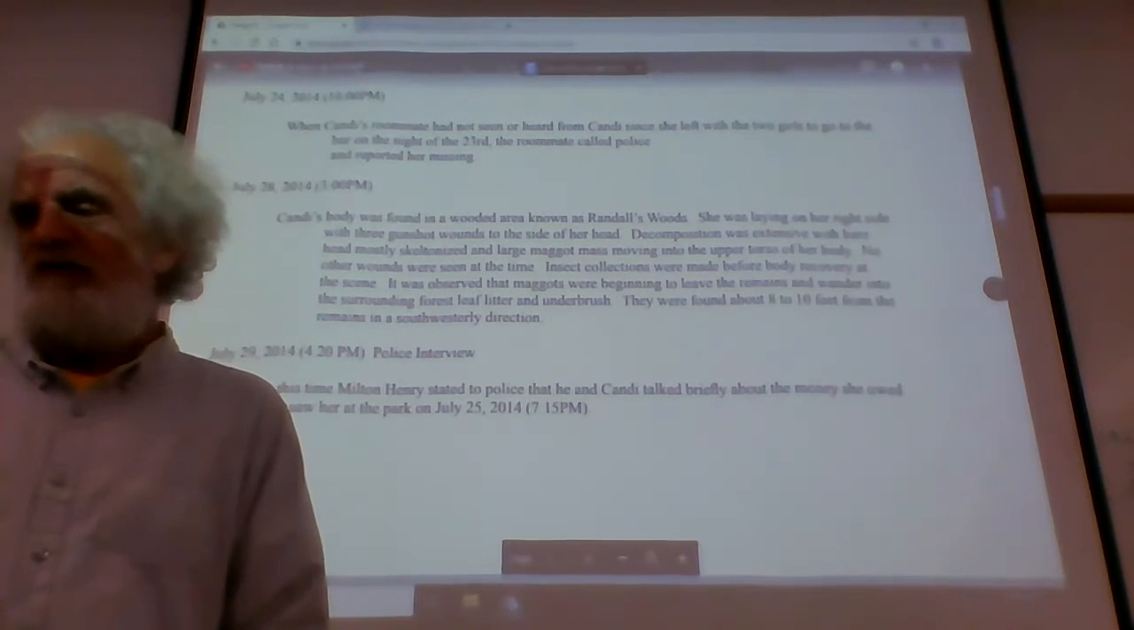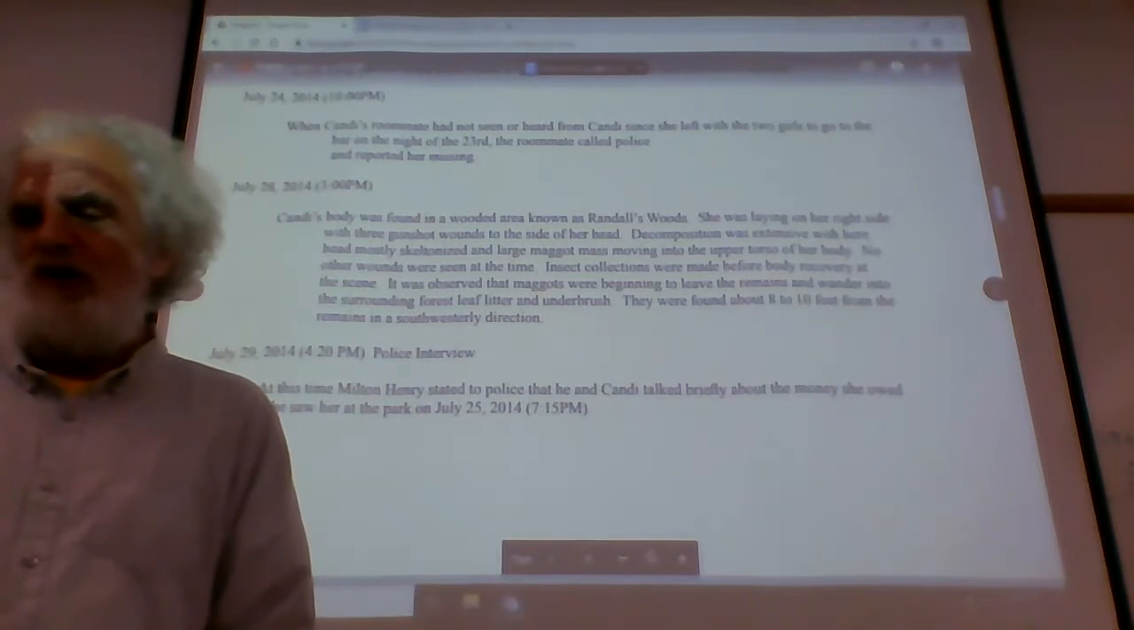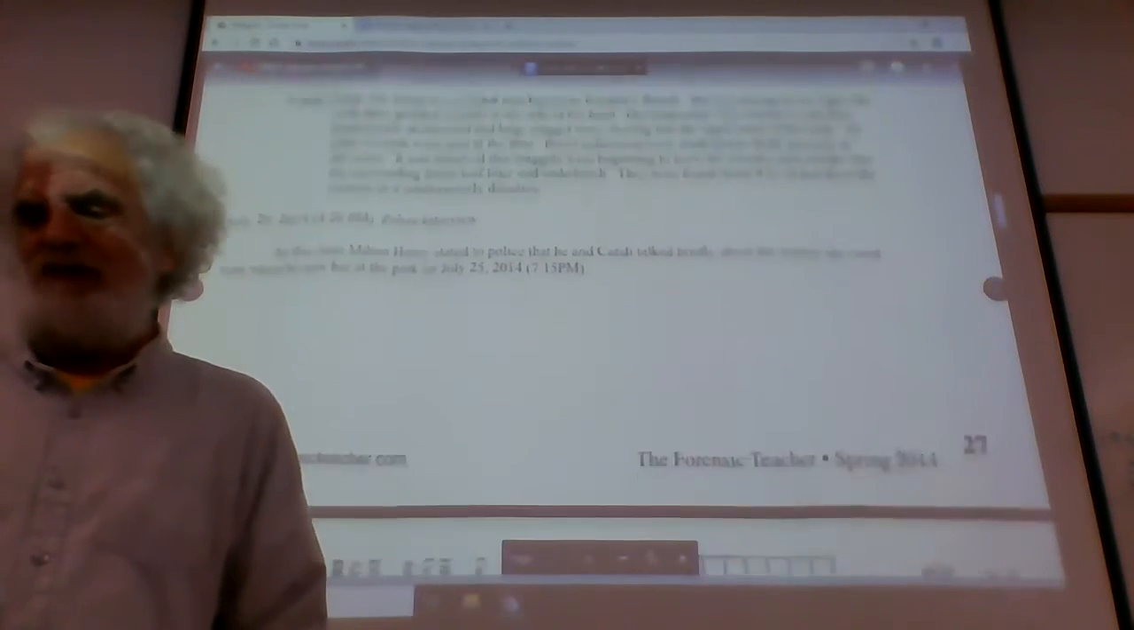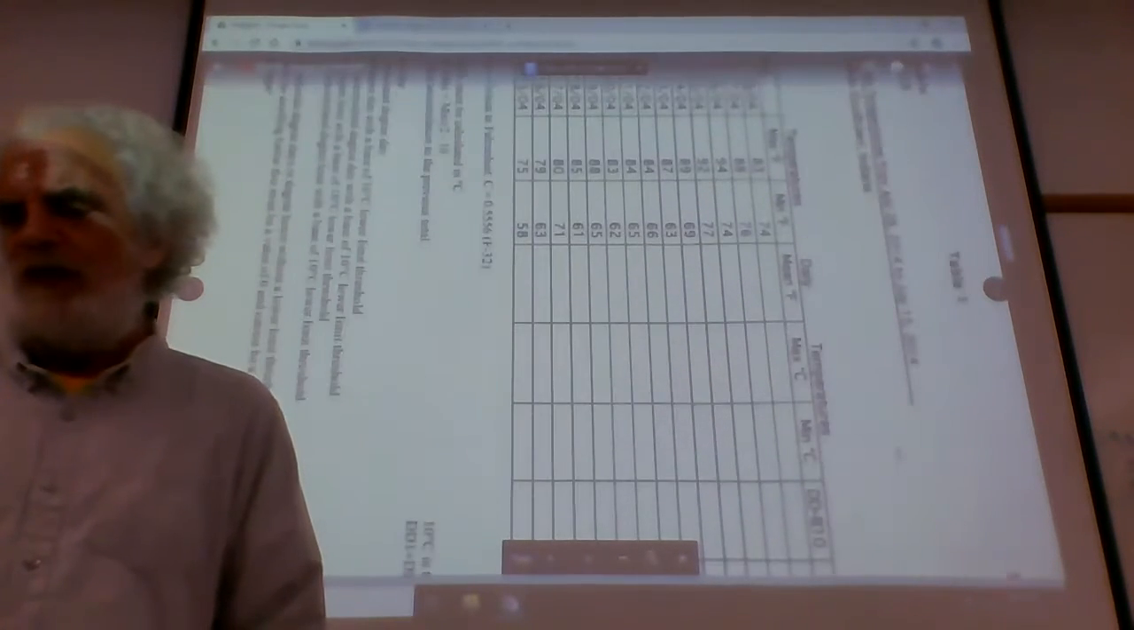Milton Henry says that he and Candy talked briefly about the money she owed him when he saw her at the park on July 25th. So we've got some interesting timelines going on here.